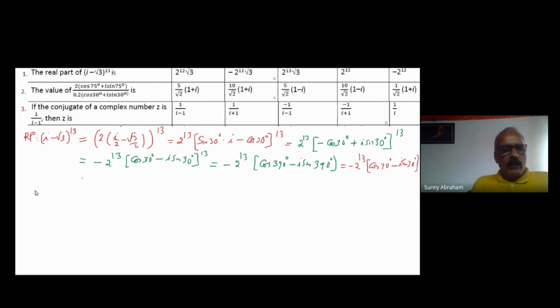So we want only the real part. Therefore, the real part is equal to minus 2 raised to 13 into cos of 30 degree. What is cos of 30 degree? Root 3 by 2. Minus 2 raised to 13 into root 3 by 2. So the answer is minus 2 raised to 12 into root 3. That's the answer. That is the first question.